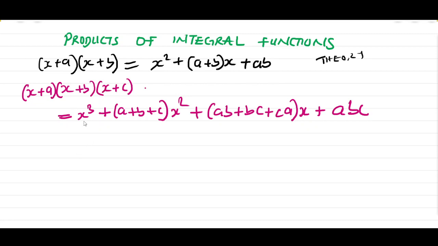if we multiply it out, we get x cubed. First, the power of x squared is gotten by adding the terms, and the power of x is gotten by still adding the a, b, c, but then we are taking two at a time, so we have ab, bc, and ac. The power of x to the 0 is gotten by multiplying a, b, c together, so we have abc.